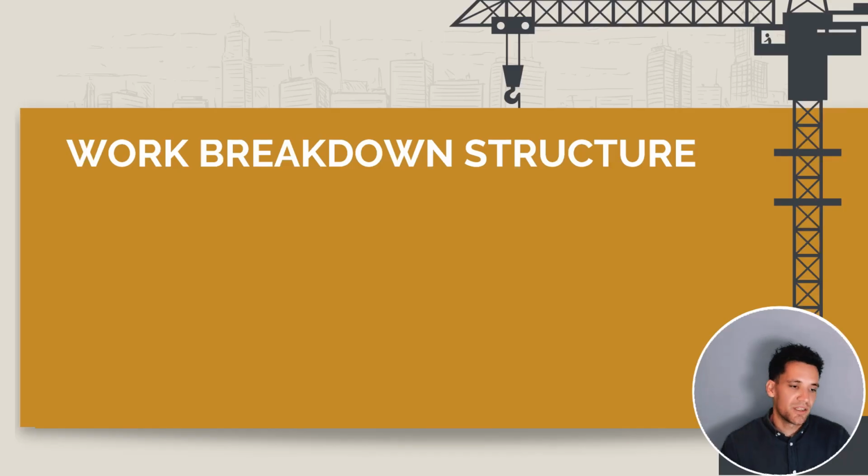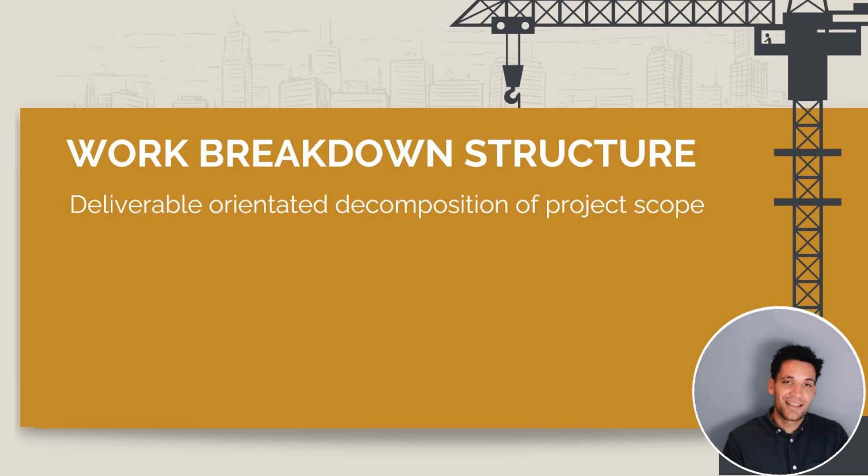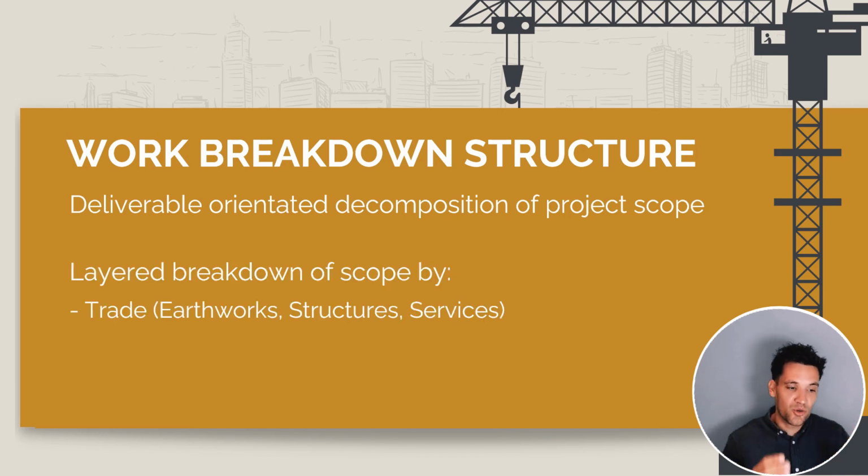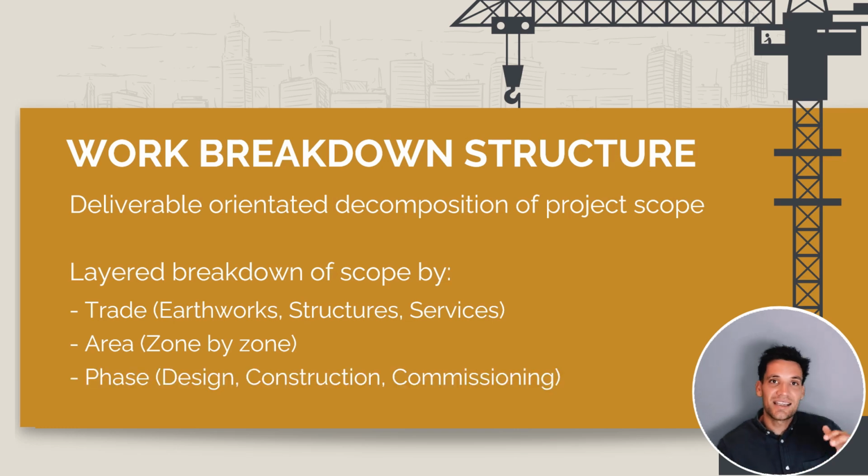Okay, so what is a work breakdown structure? A work breakdown structure is a deliverable-orientated decomposition of the project scope. So we take the project scope and we break it down by trade. We could break it down for a bridge into earthwork, structures, or services. We can break it down geographically by areas. We could have zone 1, zone 2, zone 3, or we could break it down by phase. And these are multi-layered breakdowns. So you could use all these different ways to decompose the project scope.